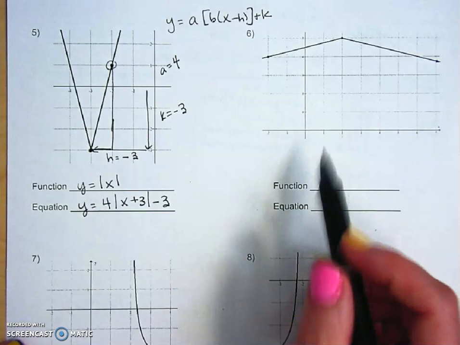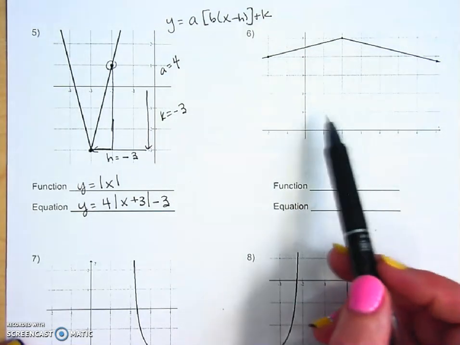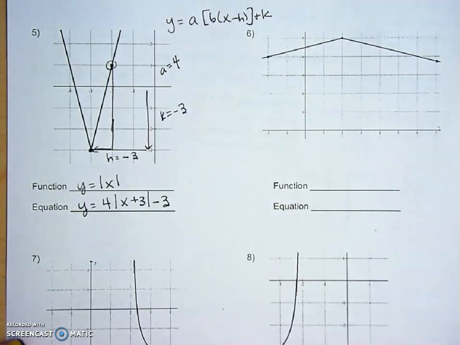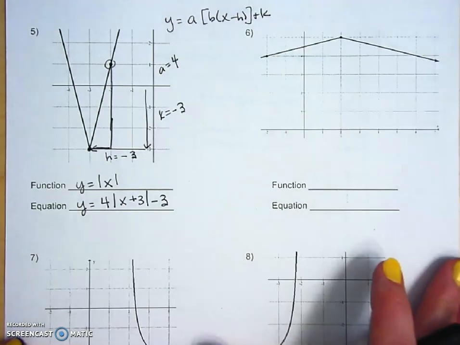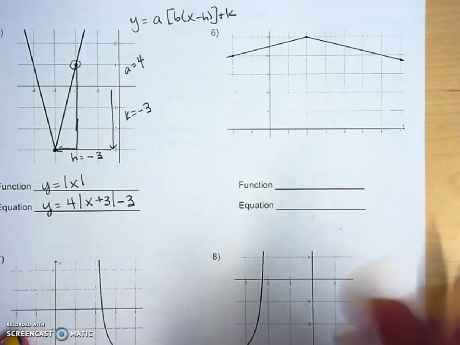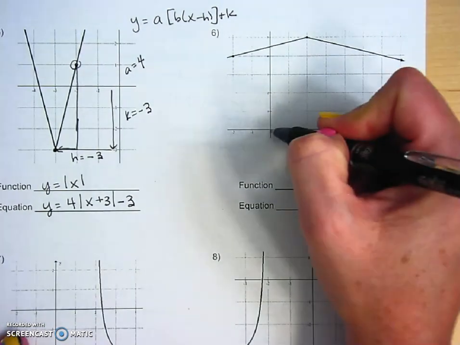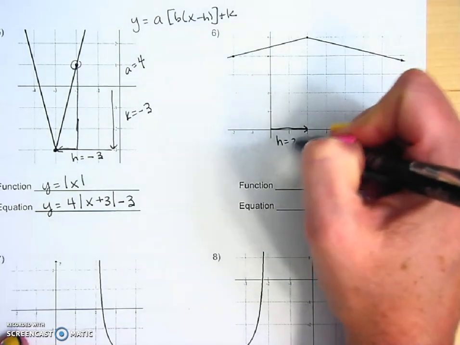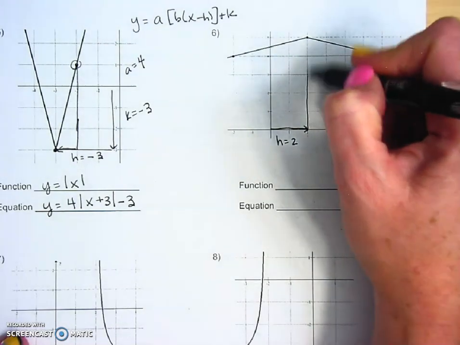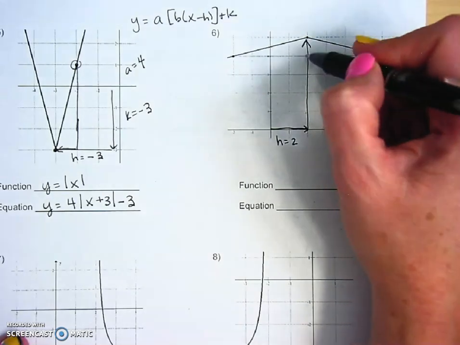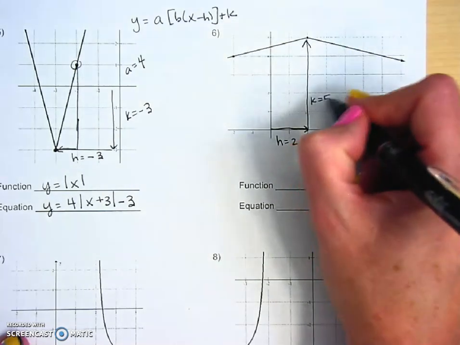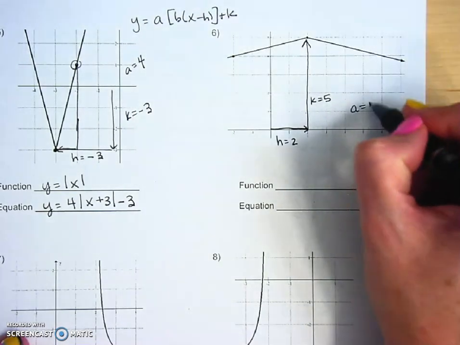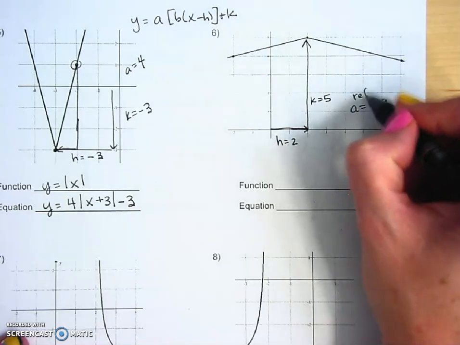Now I'm actually going to work through 6 with you because this is the first one we have a horizontal stretch or compress, and I want to remind you how to put that into your formula. So we start by shifting the origin. So here's my 0, 0. I have to go right 2, so h equals 2, and then up 1, 2, 3, 4, 5. So k is equal to 5. The shape is reflected down, so my a is negative because of the reflection.